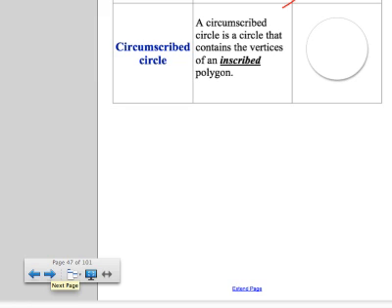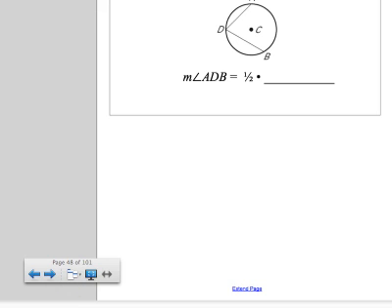All right. So as we get rolling here, the first theorem we're looking at today says how to find the measure of an inscribed angle. And this is not quite as simple as the measure of a central angle. Because recall, if I draw in the central angle ACB, the measure of the central angle is the same as the measure of the arc.